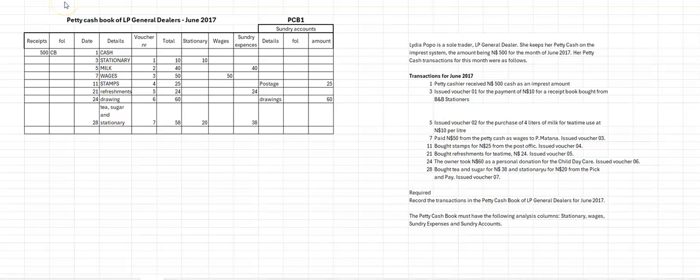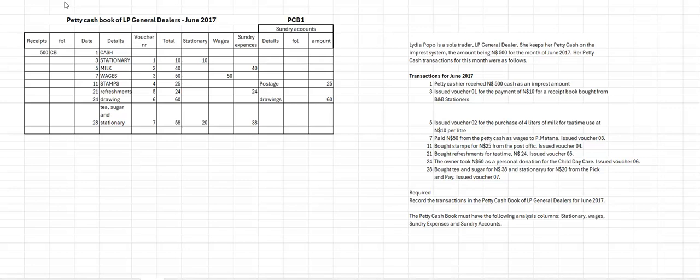Good day, kids. Today we are going to do the closing off of the petty cash book that we did in lesson 43. First of all, before we do that, we need to make sure that the entries in the petty cash book have been done correctly, and the petty cash book is cross-cast or cross-totaled.